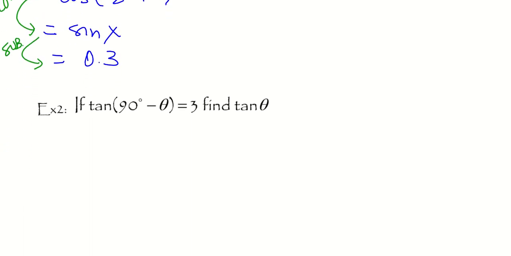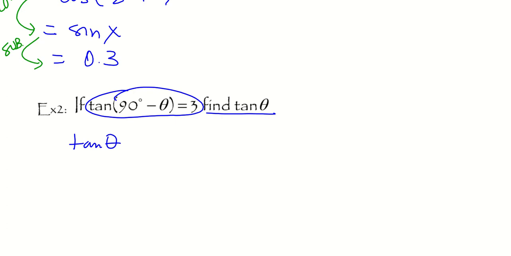If the tangent of 90 minus theta equals 3, our job is to find the tangent of theta. So again, this is the given information. Our job is to find the tangent of theta. So we're going to start with the tangent of theta. Well, what do we know about the tangent of theta?